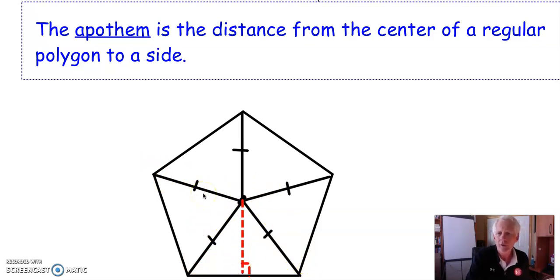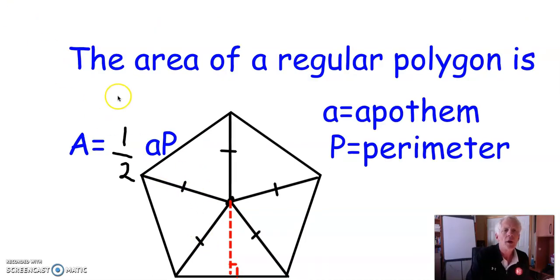Why do we need to know this? Well, to figure out the area of any regular polygon, you need to know the apothem, which is this value, and you need to know the perimeter of that polygon, and you multiply it by 1/2. So that's your new formula. You want to write this down. The area of a regular polygon is 1/2 the apothem times the perimeter.